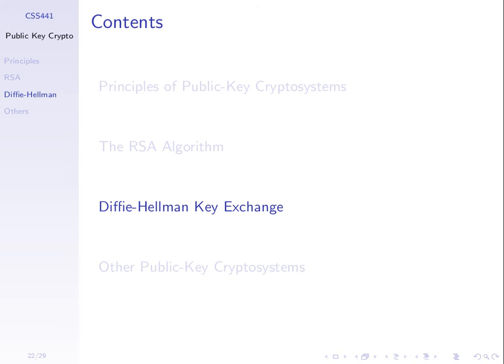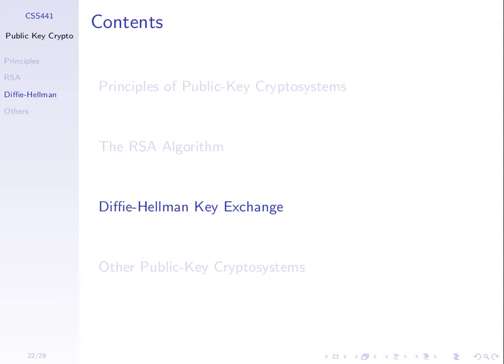The RSA algorithm can be used for digital signatures. We can encrypt using a private key to sign something. It can be used for exchanging secrets. We can encrypt with the public key of the recipient to ensure we have confidentiality.